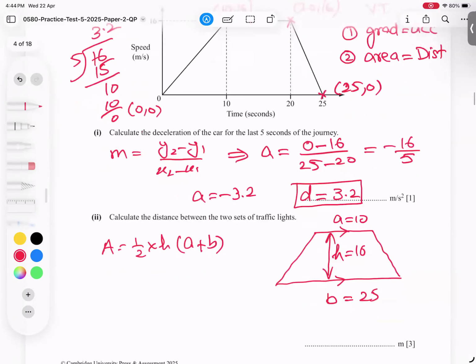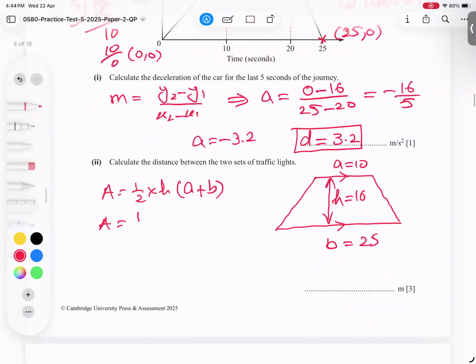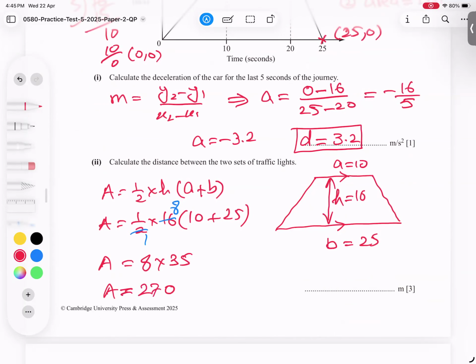I'm going to plug in the values. Height is 16, students, A is 10, B is 25. So 2 ones are 2, 8 times. So I got 8, and inside I got 35. So I'm going to multiply, and that is simple. 8 fives are 40, 4 carry, and 8 threes are 24, 25, 26, and 27. So we got 260 meters. 270, sorry, 270 meters.